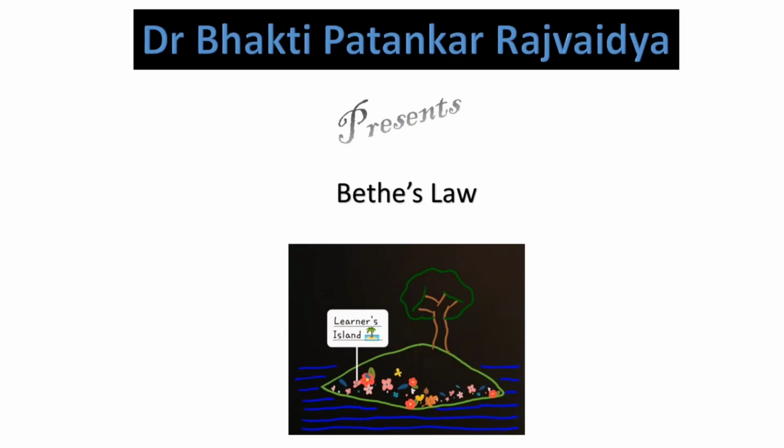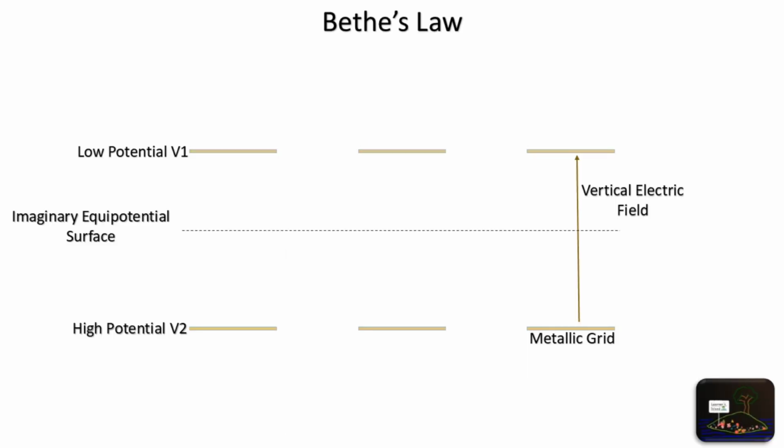Bethe's law says, when an electron beam moves from low potential to high potential, it bends towards the normal. It's about electron refraction, like we have studied light refraction.